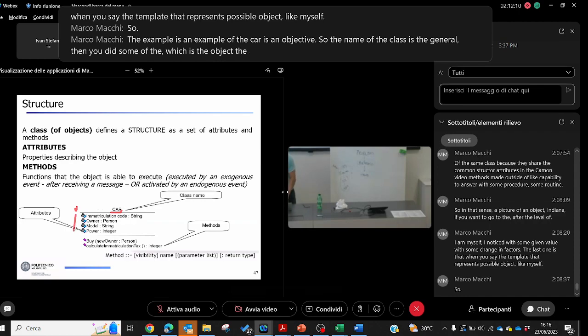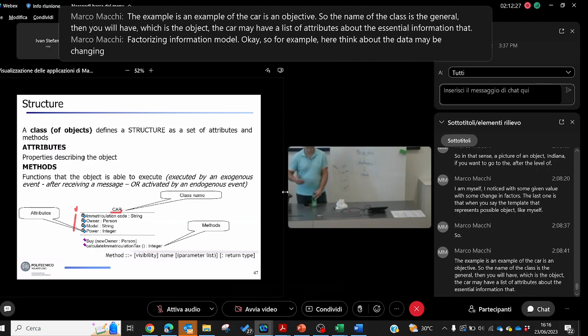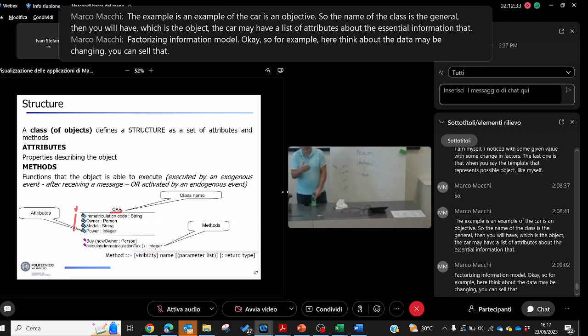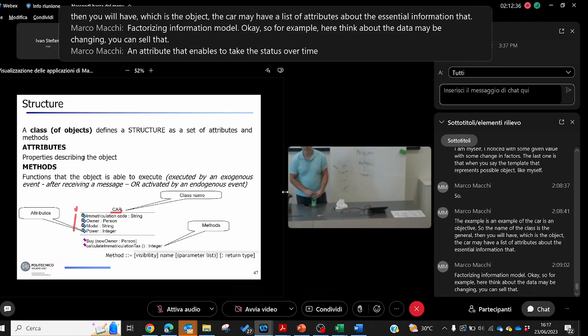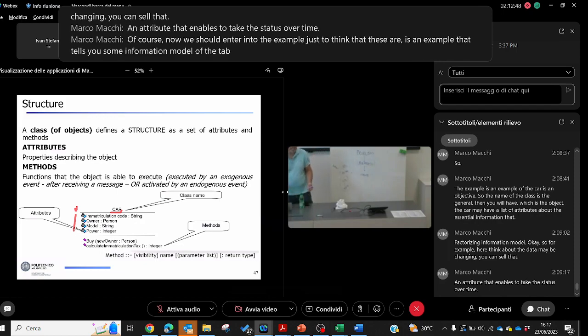The car may have a list of attributes which tells about the essential information characterizing the information model of the object. Okay. So, for example, here, think about the dynamic. The owner may be changing. You can sell to another owner. This is an attribute that enables you to track the status over time. But of course, now we should enter into the example that gives some meaning to the attributes. But just think that this is an example that tells you some information model of the car. The power is given in the beginning of its build.